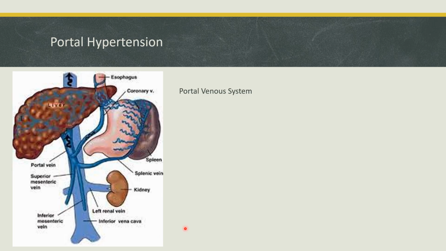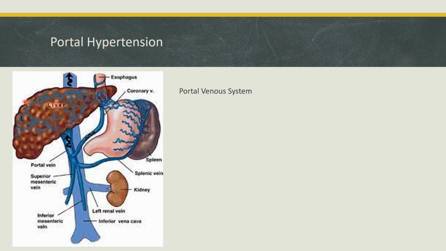Okay. So next we're going to talk about portal hypertension. So our portal venous system. So it's venous, right? And it includes our portal vein, which goes into our liver, and then it's also going to spread into our upper stomach and our esophagus, our spleen, and our kidneys. So when we have cirrhosis, when we have inflammation of the liver, we're going to have a backup of blood flow into our portal vein, right?